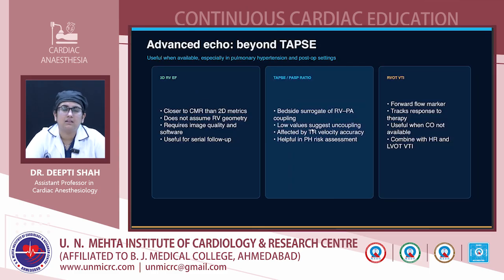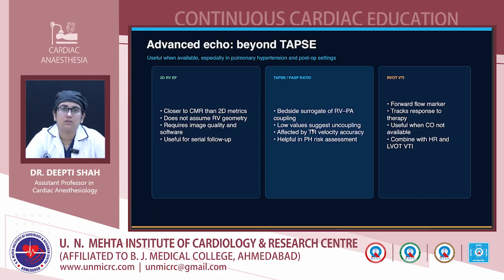There are other advanced echo parameters which, if available, are very useful. Usually these are difficult to obtain. The 3D view of the RV is much closer to CMR than 2D metrics. The most important part is that it does not assume any kind of RV geometry like we see in 2D echo parameters, but the drawback is that it requires image quality and software.